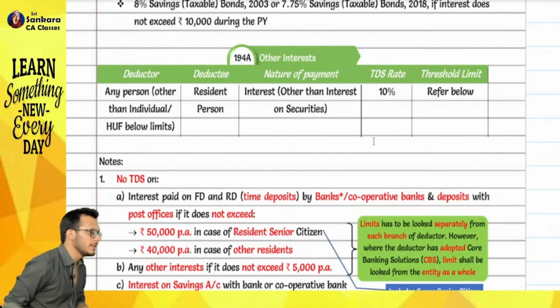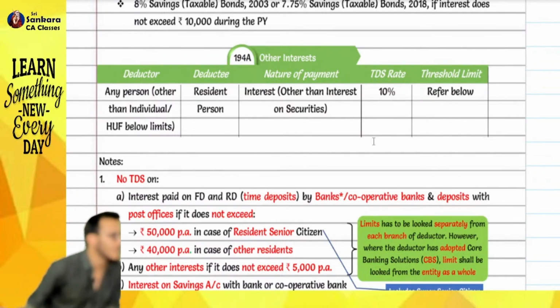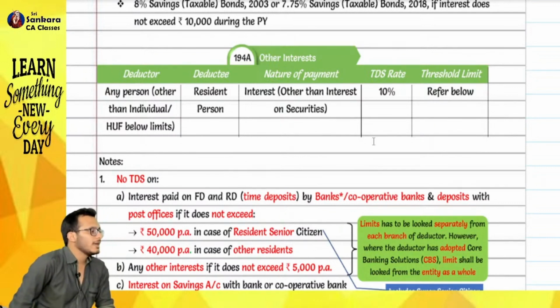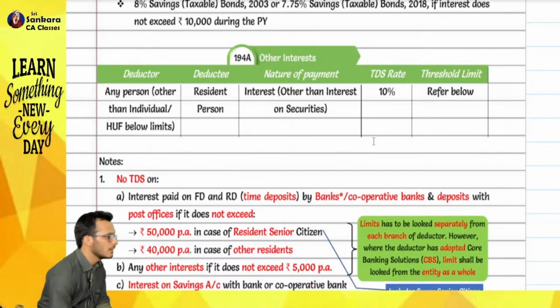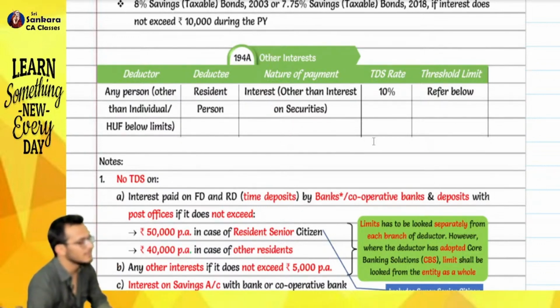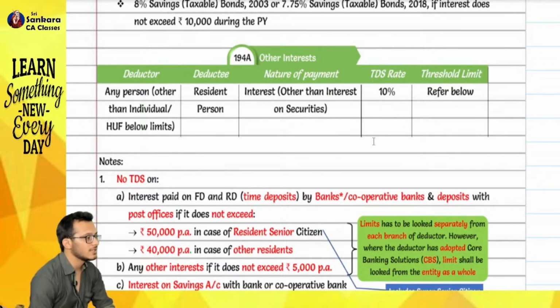B. After A comes B, which starts with winnings. The provisions say that if you have any kind of winnings and the winnings go beyond 10,000 for the year, the person who is giving you the winnings will deduct TDS at the rate of 30%. Please appreciate here, people: TDS is being deducted at 30% without any surcharge and cess.